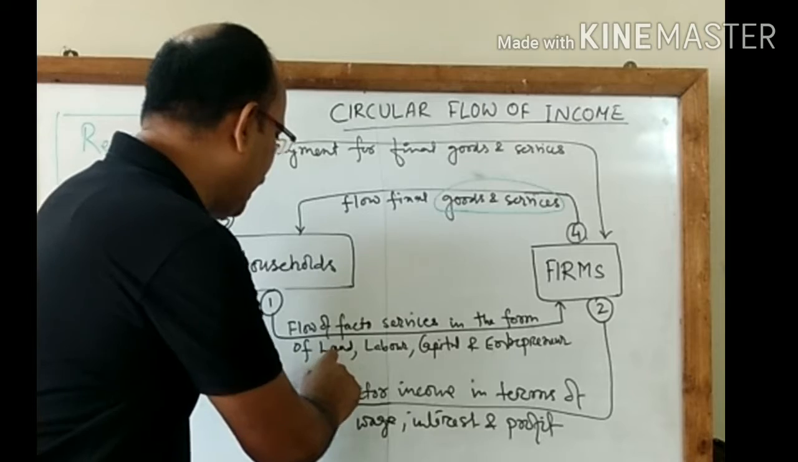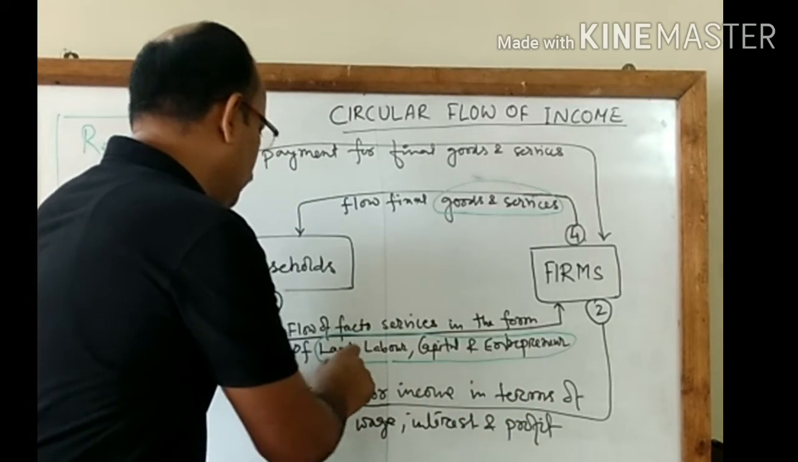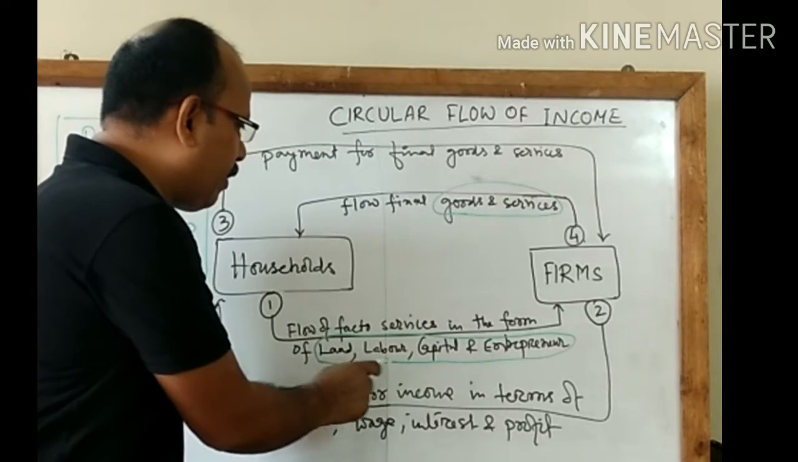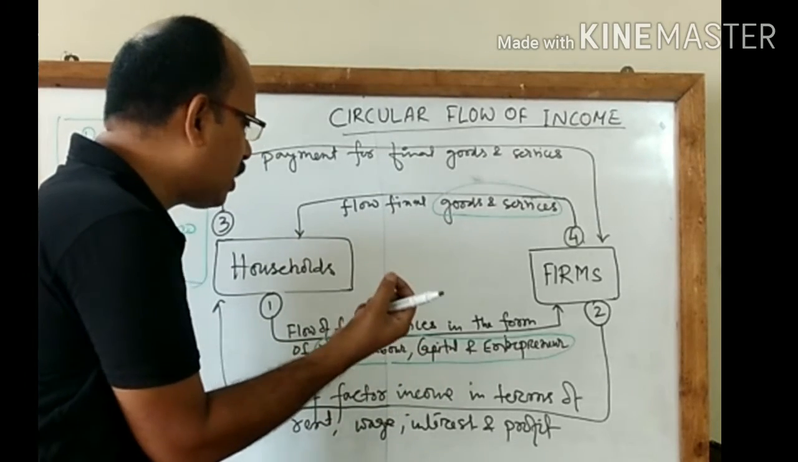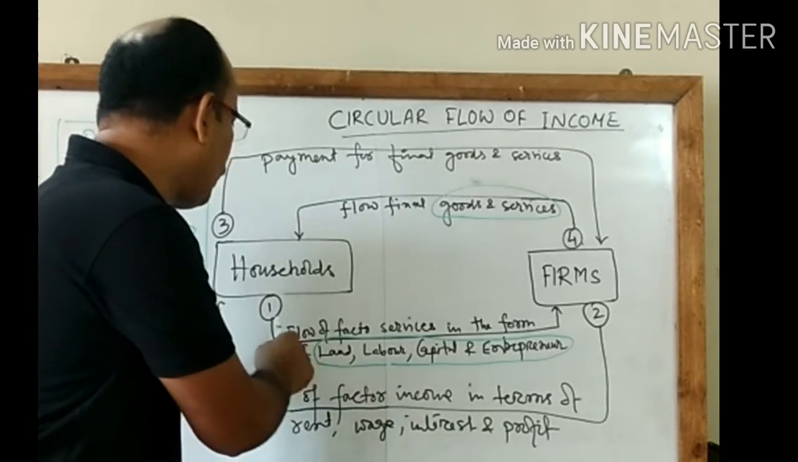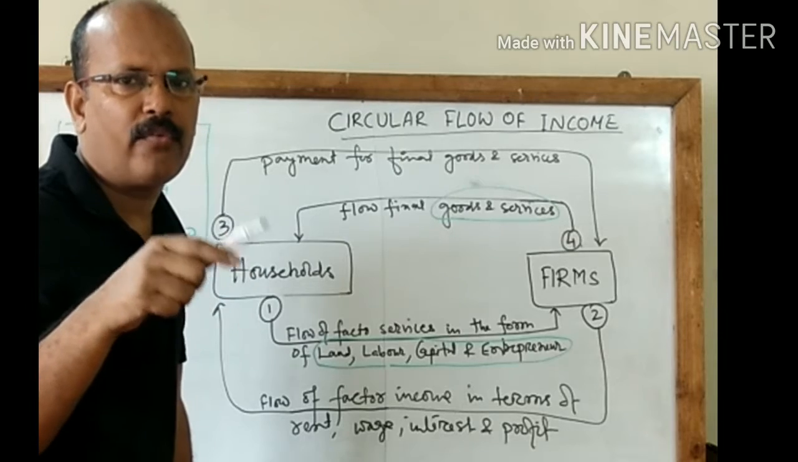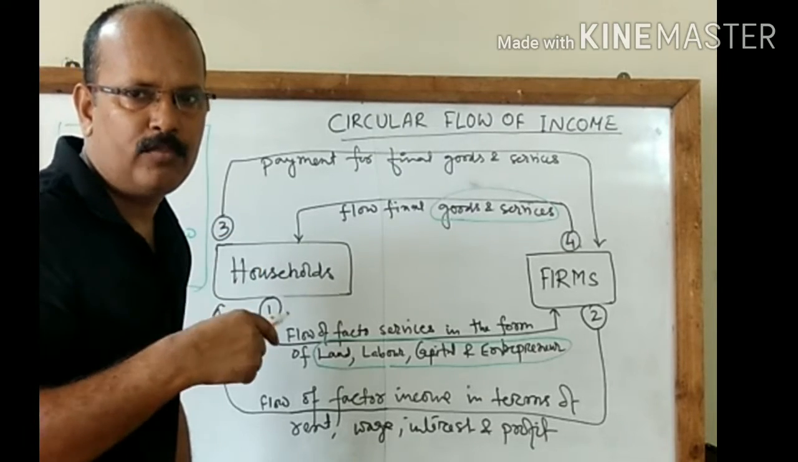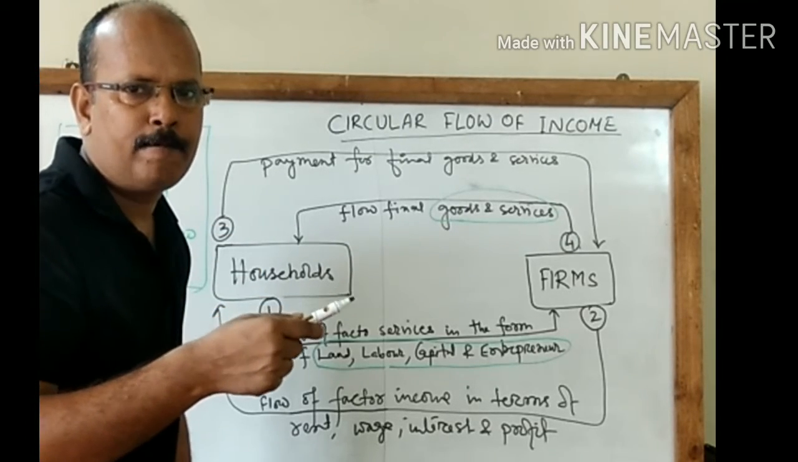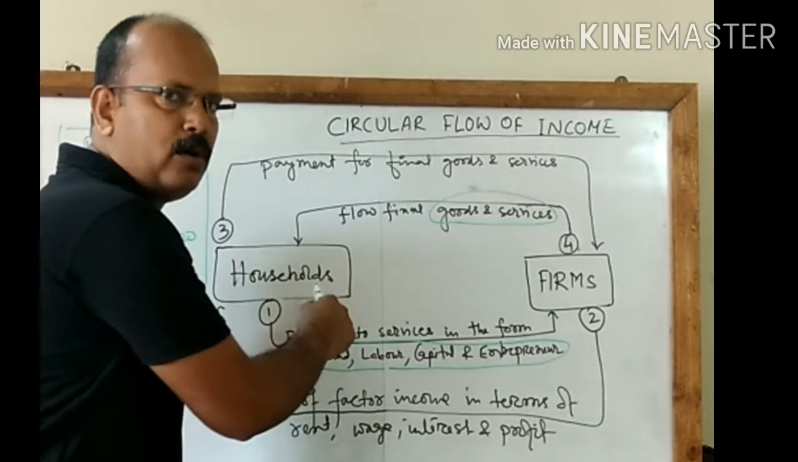And here, land, labor, capital, entrepreneur. When we talk about land, labor, capital, entrepreneur, the concept of money doesn't come to our mind. So this is also a real thing. So number 1 and number 4 show the flow of real things from households to the farms, and the reverse flow of final goods and services from farms to the households.